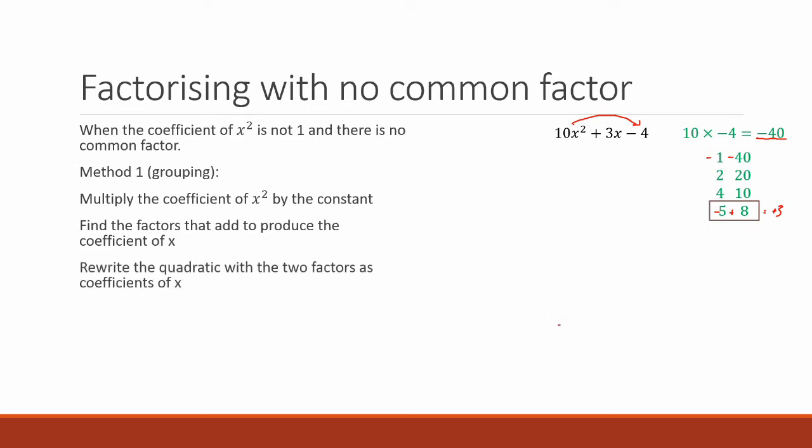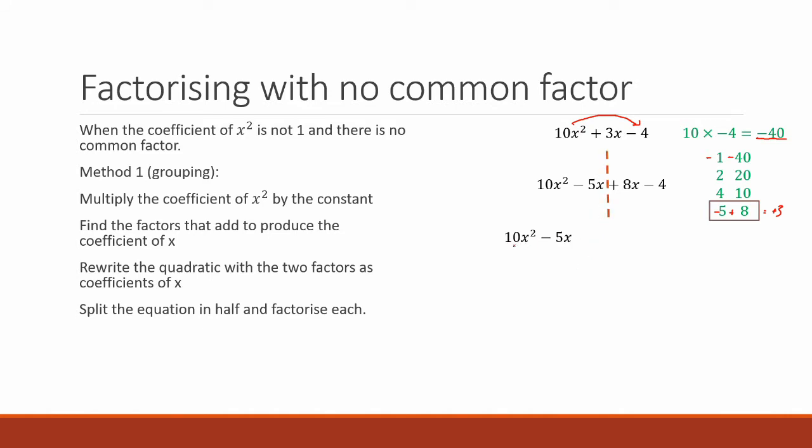So now I rewrite my quadratic with these two factors as my coefficients of x. And I'm left with 10x squared minus 5x plus 8x, and that minus 4 still stays minus 4. It's not minus 40. Okay, we still use the minus 4. It's just that the factor pairs are from that 40, that a times c. Next, I split it and I factorize each equation individually.